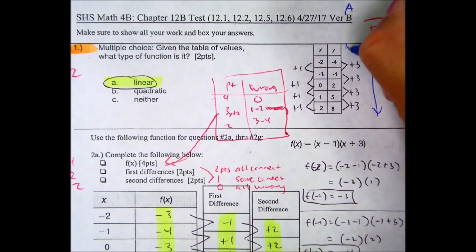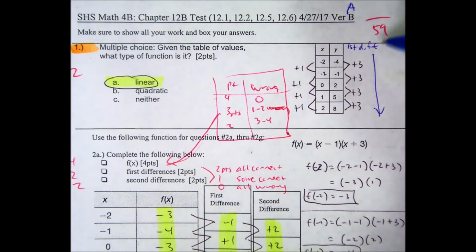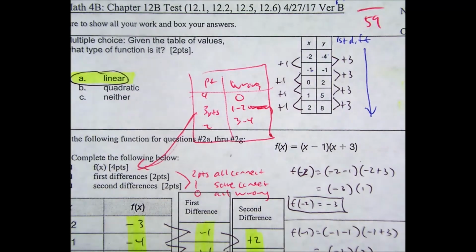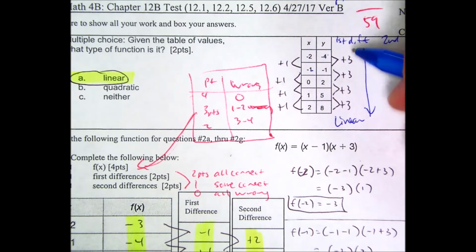Now here is called the first difference. To go from -4 to -1, you add 3, -1 to 2, you add 3, 2 plus 3 is 5, 5 plus 3 is 8. So you have a first common difference. They are consistent, therefore it is linear. Because they're all the same, then you stop there.